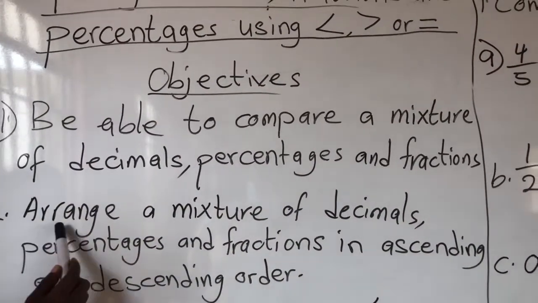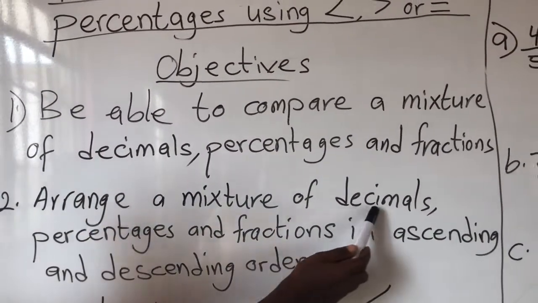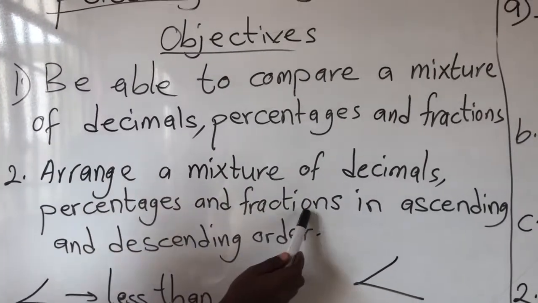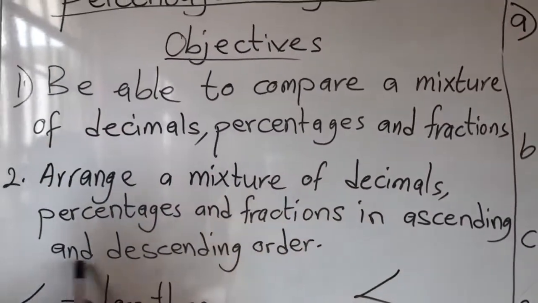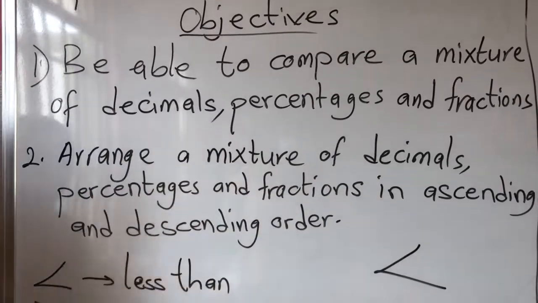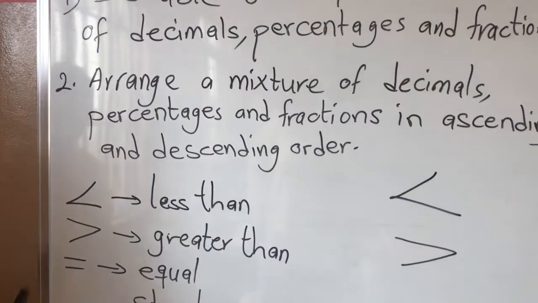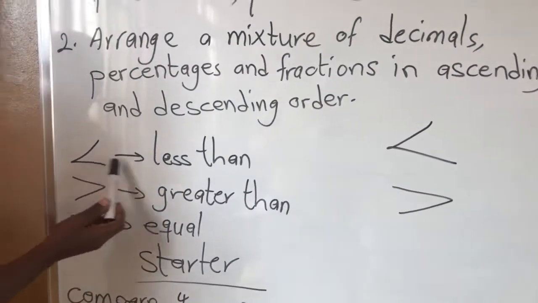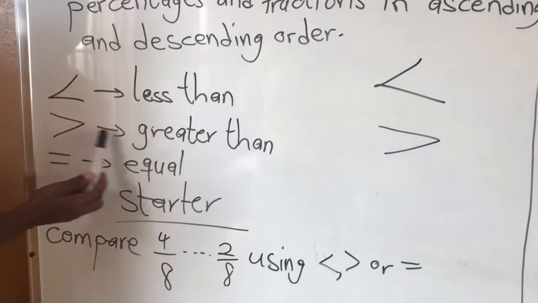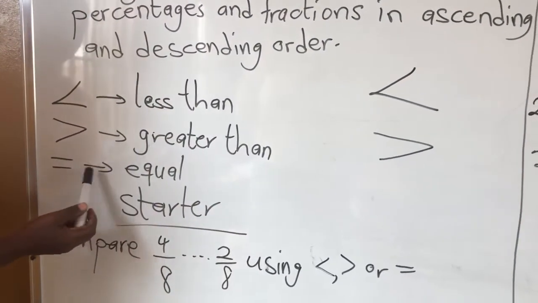Then continue to arrange a mixture of decimals, percentages, and fractions in ascending and descending order at the end of the lesson. Now let's look at the signs. We have less than, greater than, then equal.